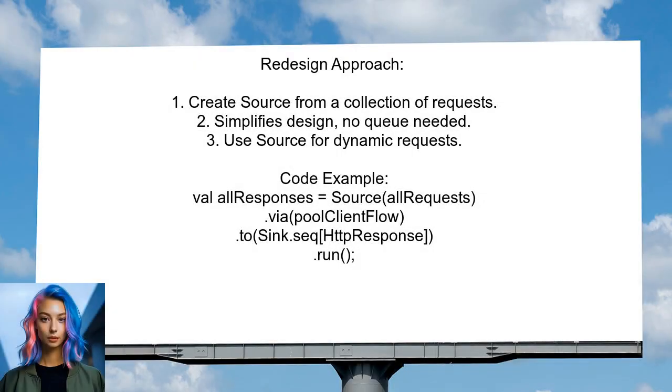The user proposes a redesign approach, suggesting that instead of using source.queue, you can directly create a source from a collection of requests. This eliminates the need for a queue and simplifies the design. They also mention that even with dynamic request sources, you can still use a source to maintain a reactive stream without a queue. The only time a queue might be necessary is when dealing with callbacks from third-party APIs.